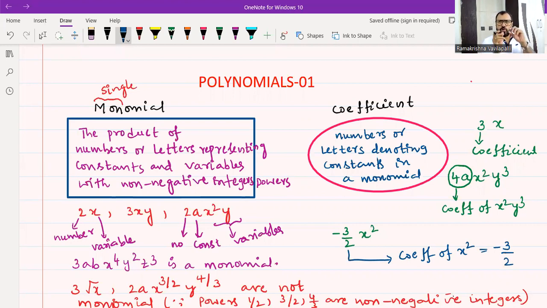Right. So mono means 1. Now what is meant by a polynomial? Poly means more than 1. Poly means more than 1.